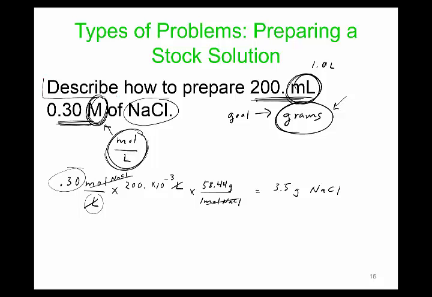So this question says describe how to prepare. So you would weigh 3.5 grams of NaCl. Next, you would add it to a volumetric flask.